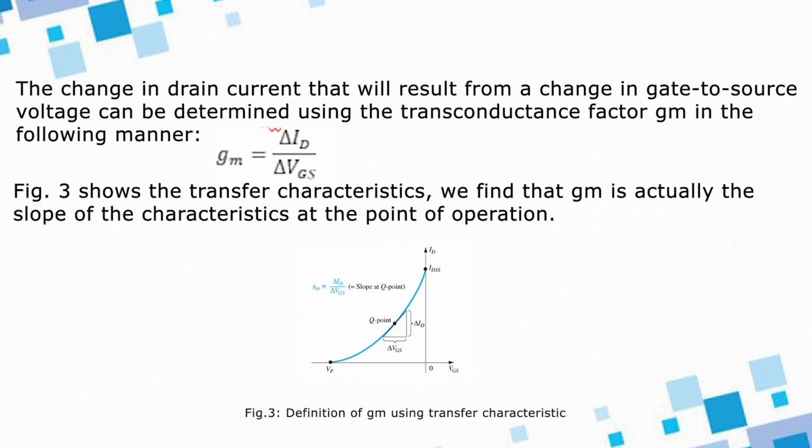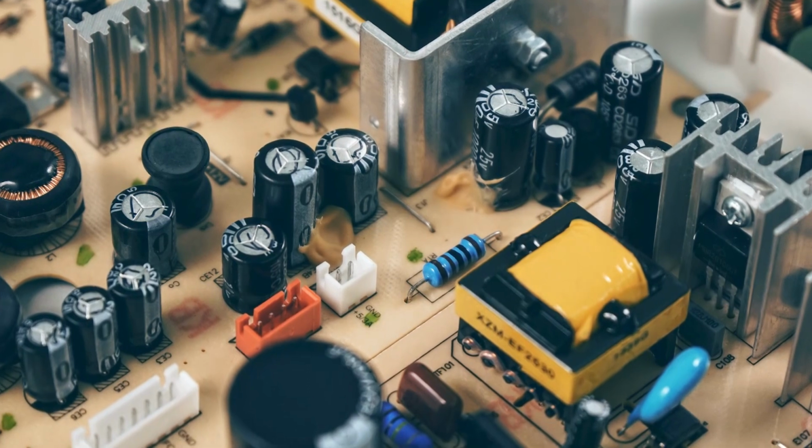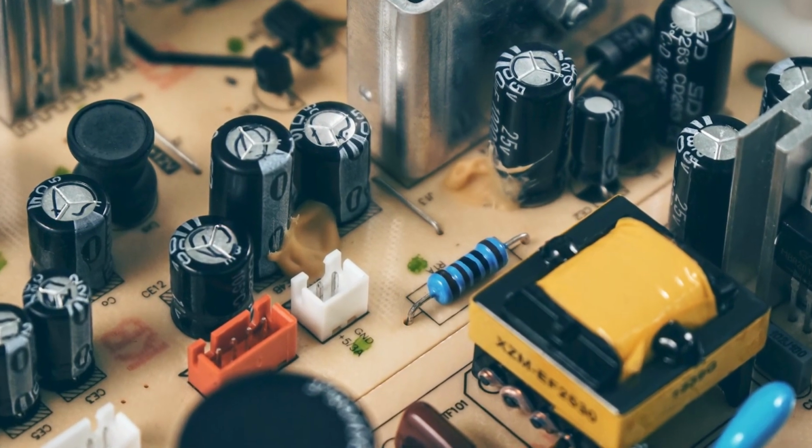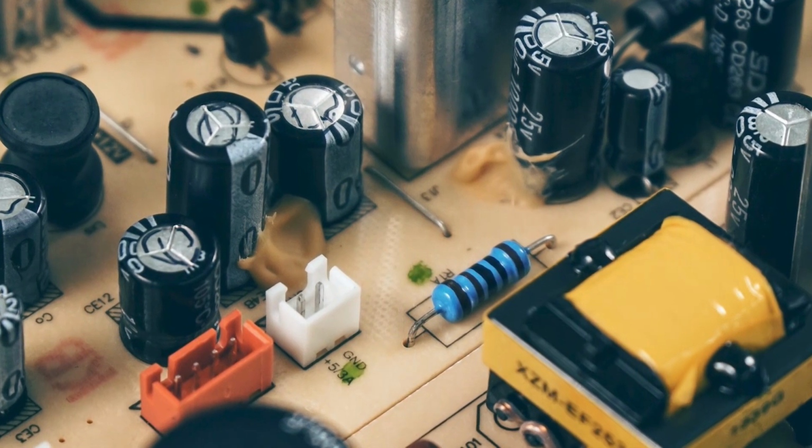Figure 3 shows the transfer characteristics. We find that Gm is actually the slope of the characteristics at the point of operation. So, here it shows the transfer characteristics of the transistor. Here drain current is in the y axis and gate voltage is in the x axis. The drain current is represented as ID and the gate voltage is represented as VGS, and the characteristics between these two values, that is VGS and VDS, is shown in blue in color.